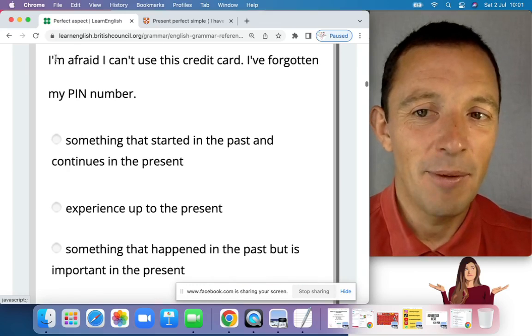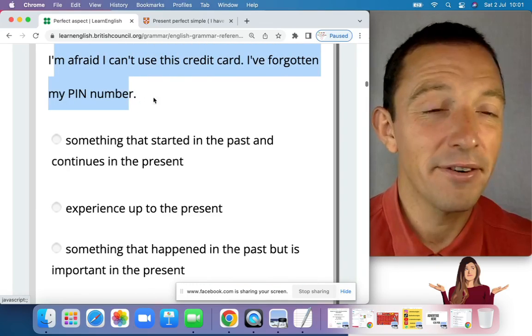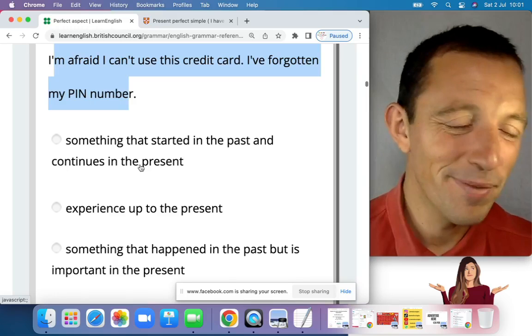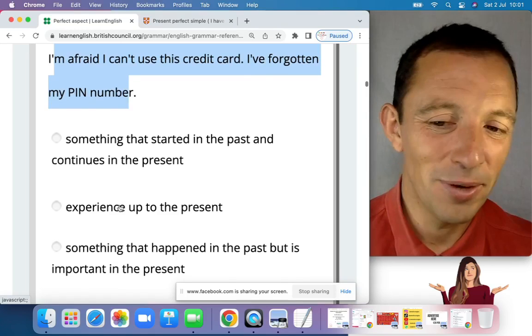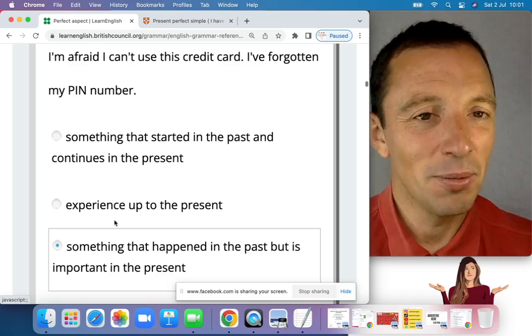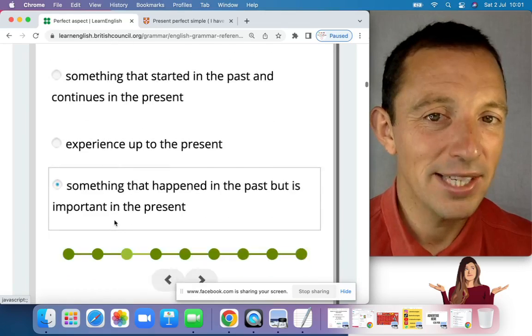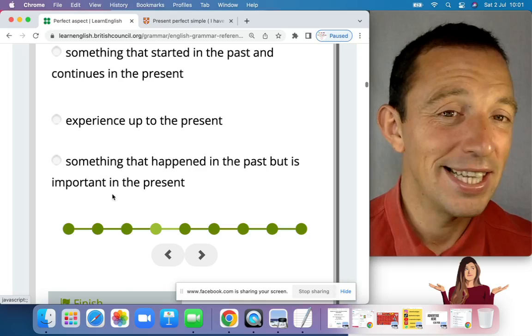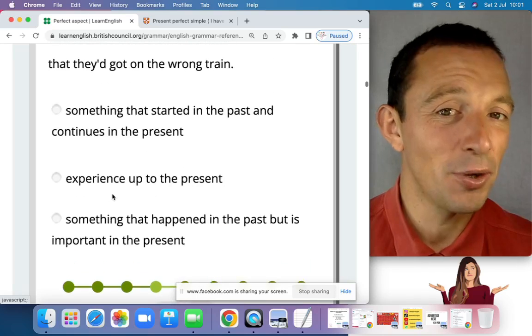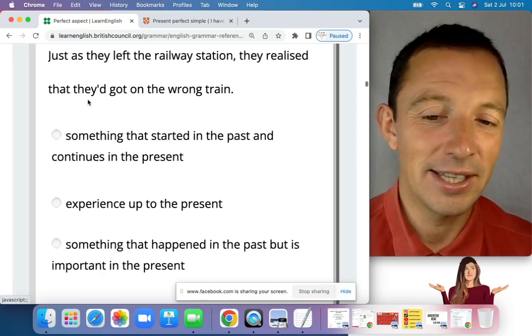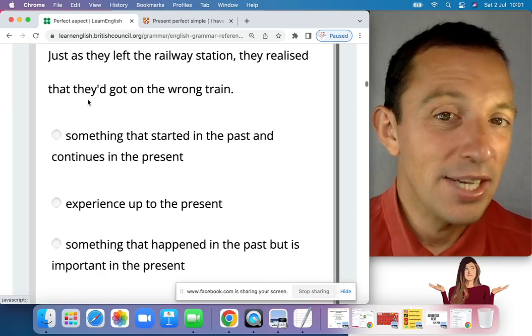Next: I'm afraid I cannot use this credit card. I have forgotten my PIN number. Something that started in the past? No, not really. Experience? Not really. Yes, I think number 3, because it's important in the present, but it happened in the past. This is very quick. I will give you the answers very quickly because we will finish very soon. And I think it's just an interesting exercise.